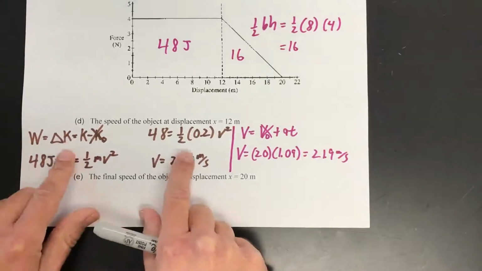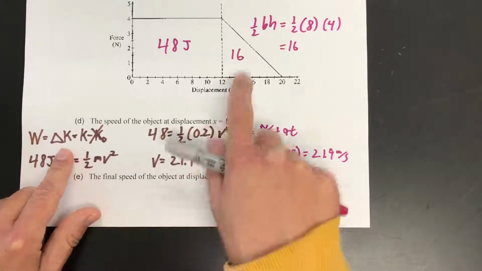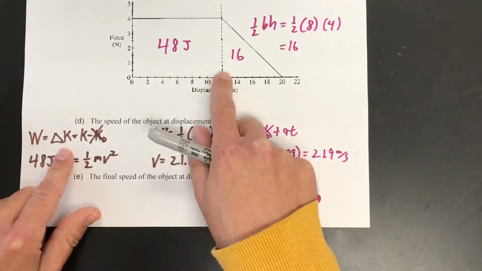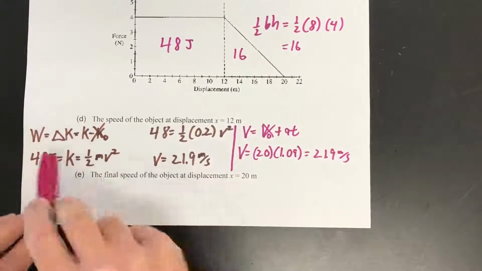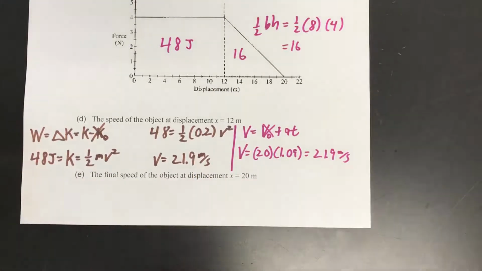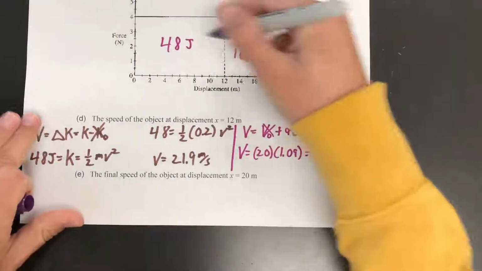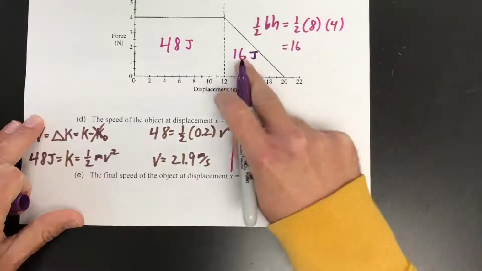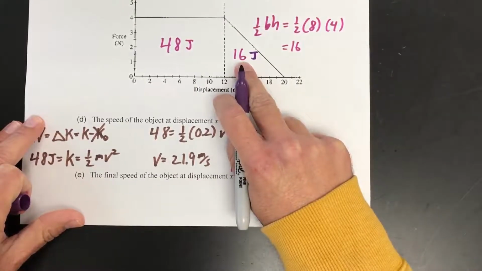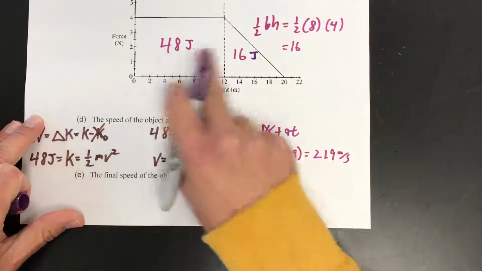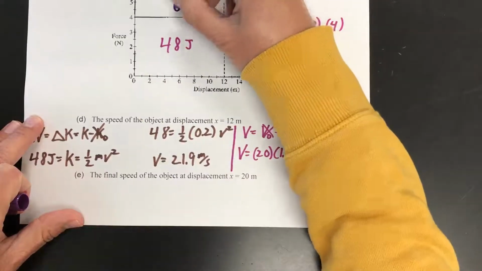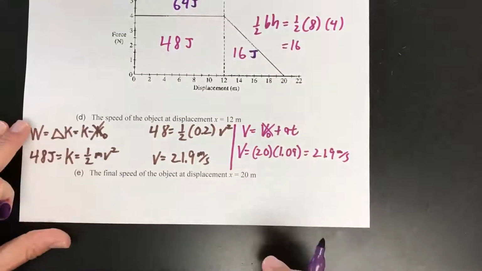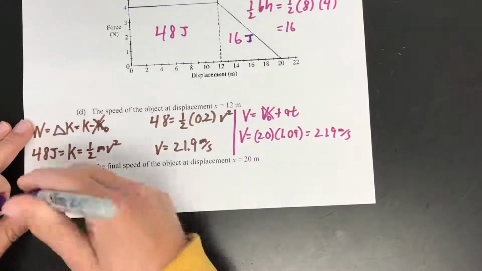Now we can treat it the same as here, and we could begin our problem here and say, oh, we got a certain amount of initial kinetic energy, but I think it's easier just to completely start this over here. So if we look at our total amount of work done, 48 joules here, 16 joules here, so that's a total of 64 joules of work done.